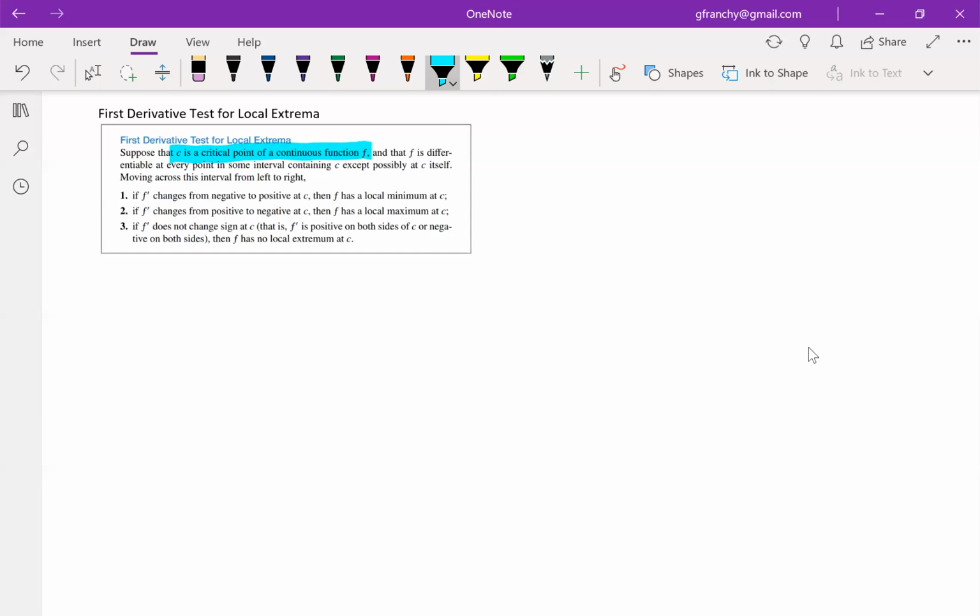One of the things that we should keep in mind is what it means to be a critical point. That does mean that C is an interior point on this interval here, and either the derivative at C is 0 or the derivative at C is undefined. So we've got three cases here.